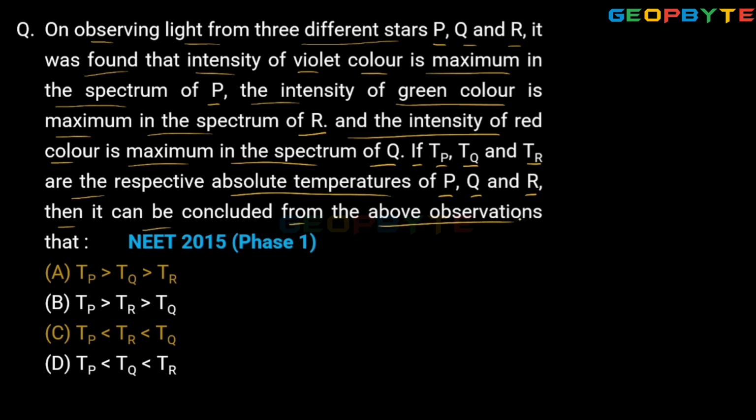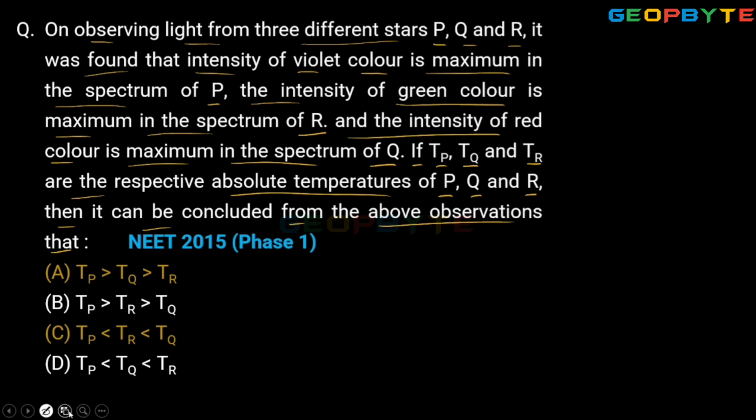It is given that on observing light from the three different stars, namely P, Q, R, the violet color is maximum in the spectrum of P, the intensity of green color is maximum in the spectrum of R, and the intensity of red color is maximum in the spectrum of Q, with temperatures Tp, Tq, and Tr respectively for the stars P, Q, R. Then you are asked to decide the relation between the temperatures. For that we should use Wien's displacement law.